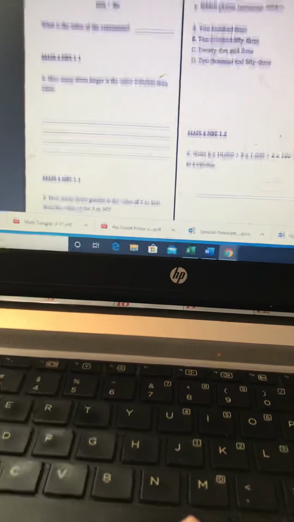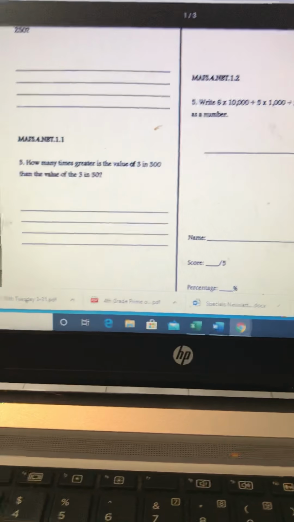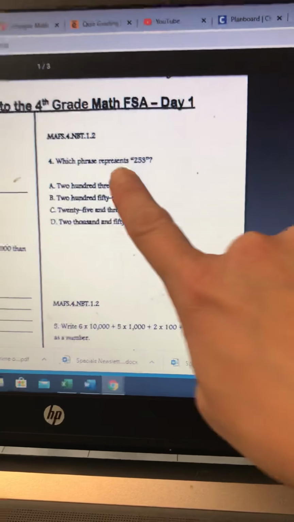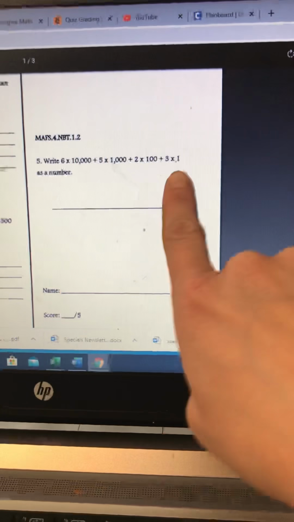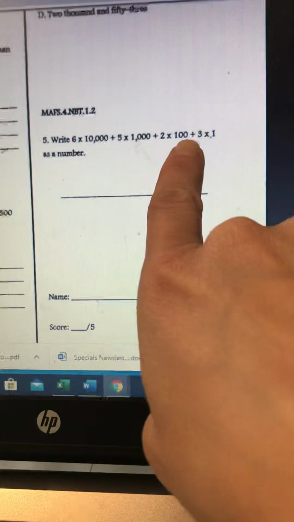Which says how many times greater is the value of the 3 in 300 than the value of the 3 in 30. Okay. Number 4, you're writing that number in word form. However you say that number is how you write that number. Number 5, you're taking the expanded form and writing that number in standard form. All you have to do is solve these multiplication problems and add your answers together. The second page is all on rounding.